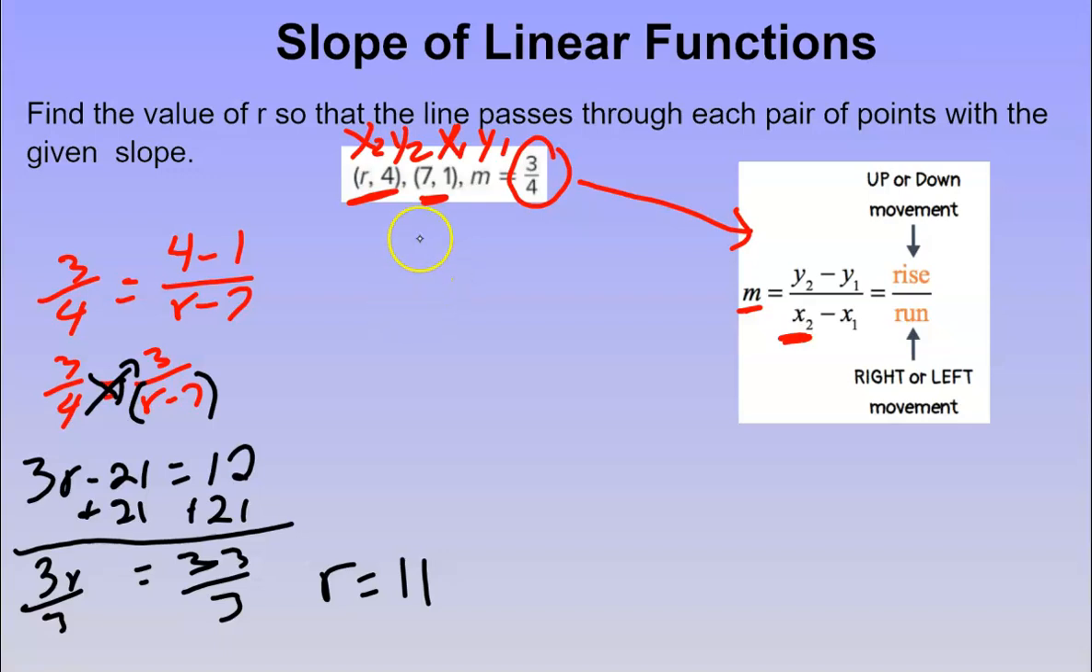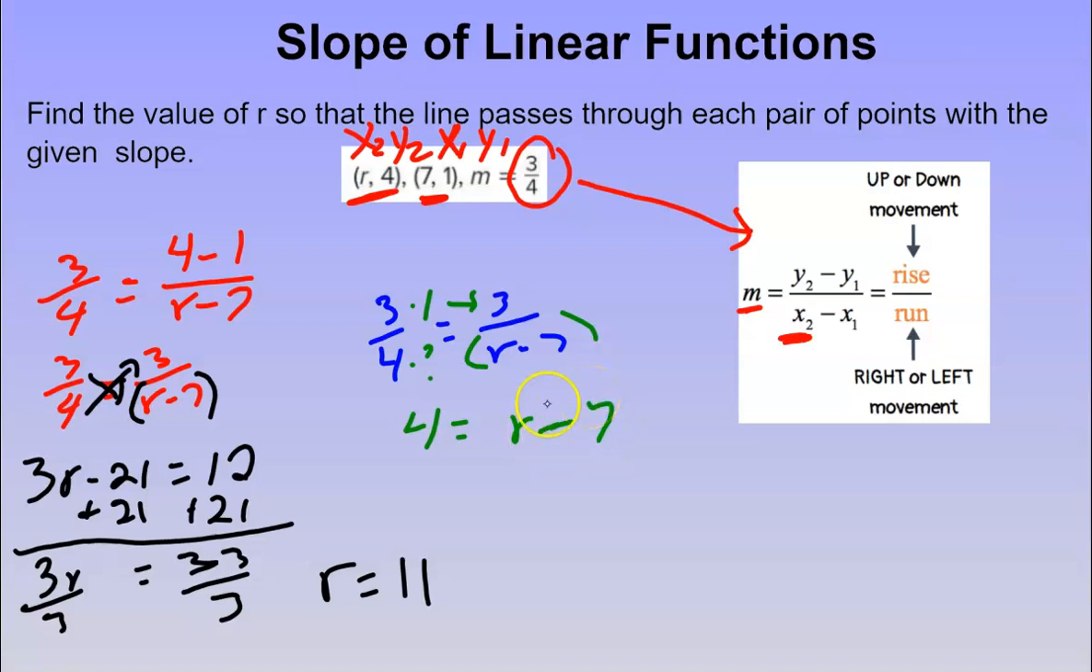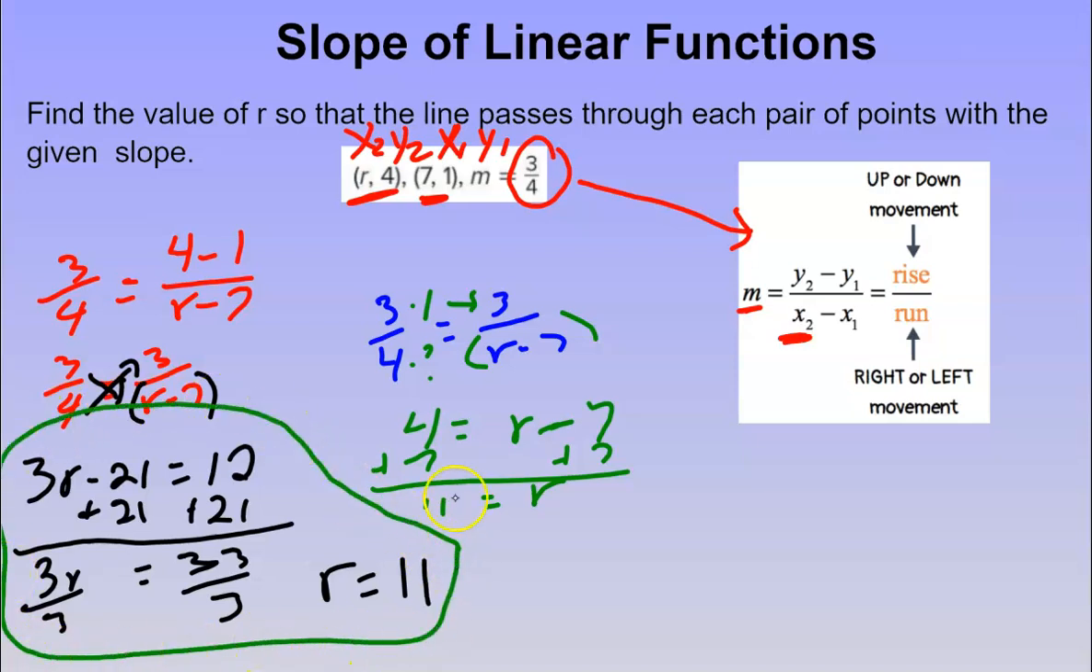Now another way of doing this one, if I rewrite what I had here, 3/4 equals 3 over r minus 7. If these are two fractions that are equal to each other, well, 3 times 1 gives us 3, that means 4 times 1 has to equal r minus 7. So if I have 4 equals r minus 7, I would just have to get this r by itself by adding 7 to both sides, and I would have r equaling 11. That's just another way of doing it, but it's not always going to work that easily. So I usually go with the cross products method.